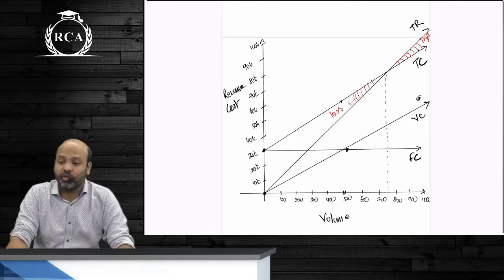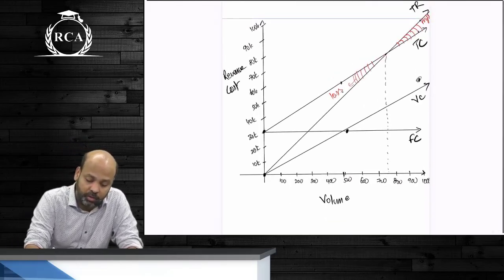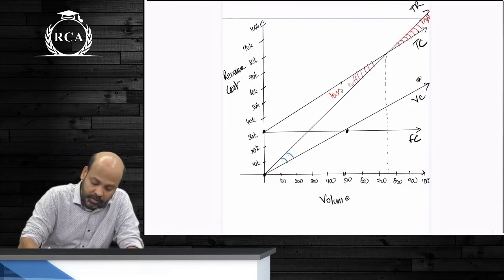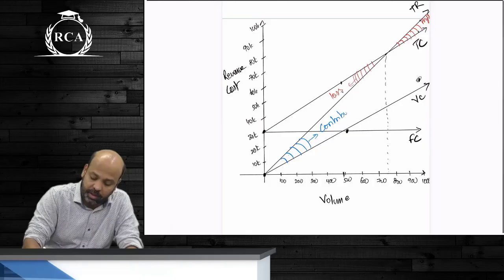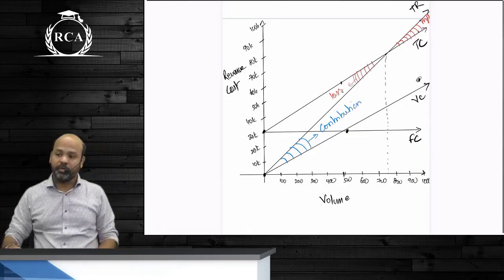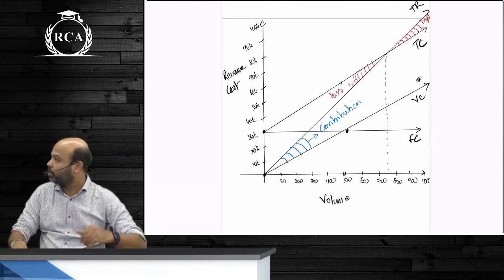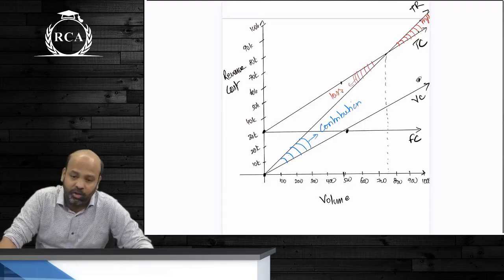If they ask us to compute or show contribution guys, it will be the difference between the amount of total revenue and variable cost. As you keep increasing the amount of sales, your contribution will keep increasing. From total revenue, if you deduct the amount of variable cost, you're going to get the amount of contribution. समझ में आया ये? Now there's one term called as angle of incidence.